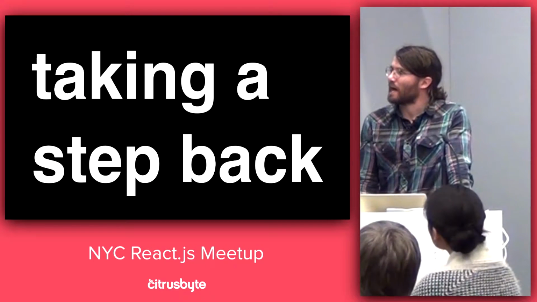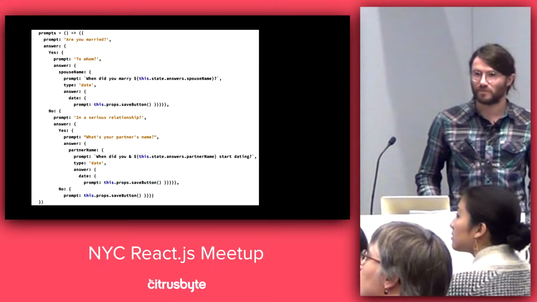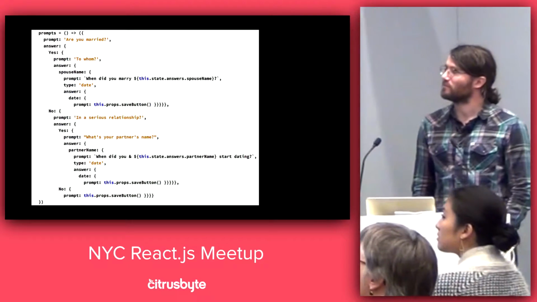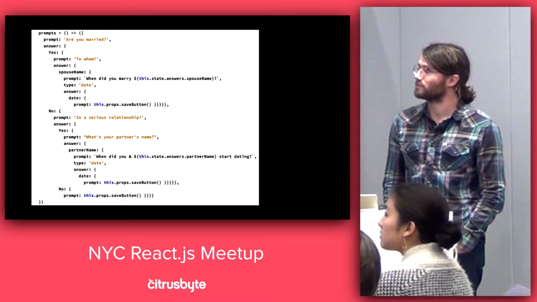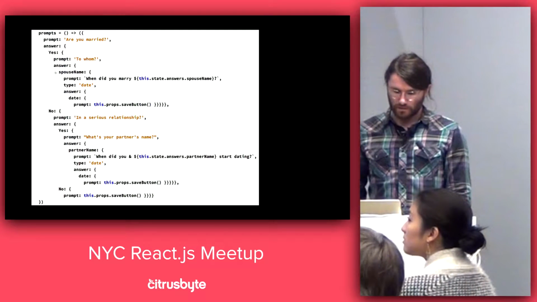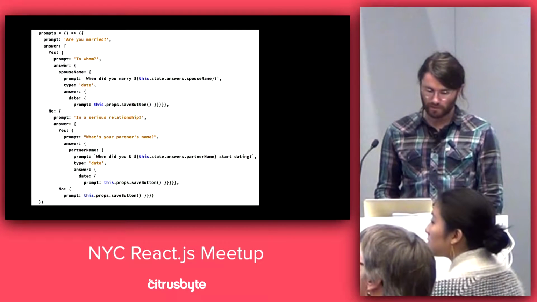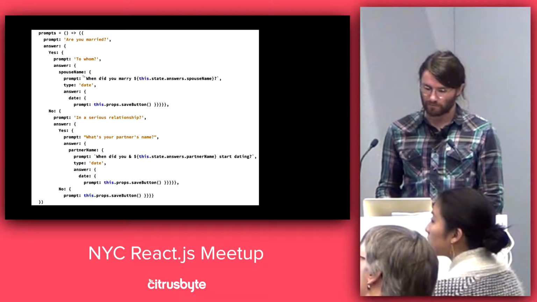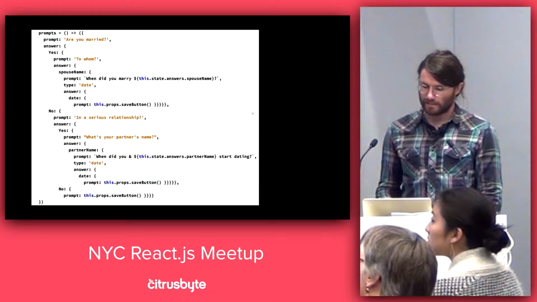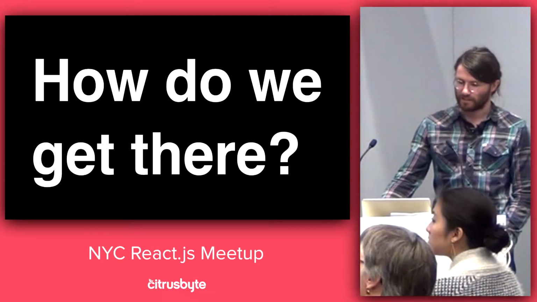So if we take a step back, what that's almost looking like is this. This is basically that flow chart, but as a JavaScript object. Are you married? Answer, yes or no. And then prompt after that, to whom? And then that answer is only going to be a spouse name. So I want to use this. I just want to feed this into something. How do we get there?